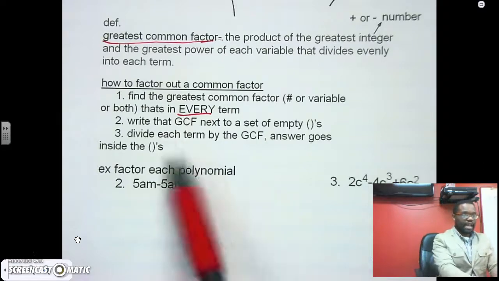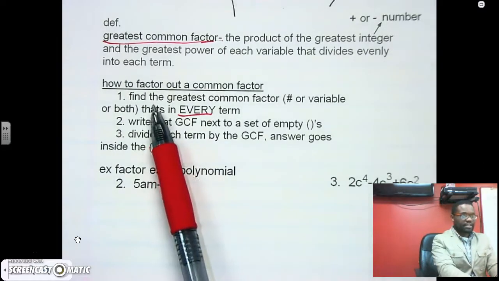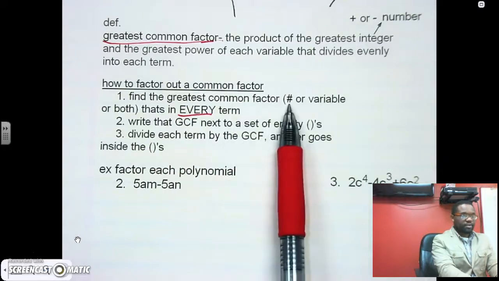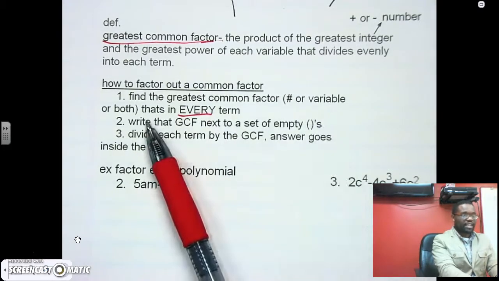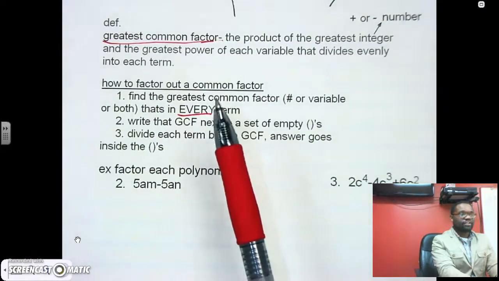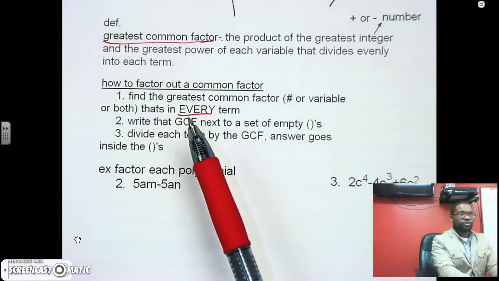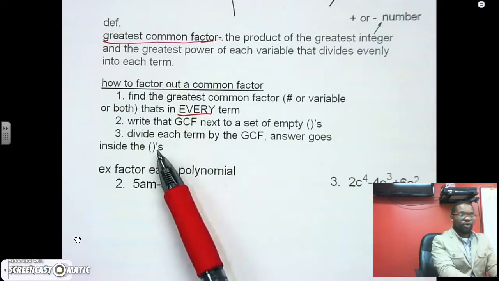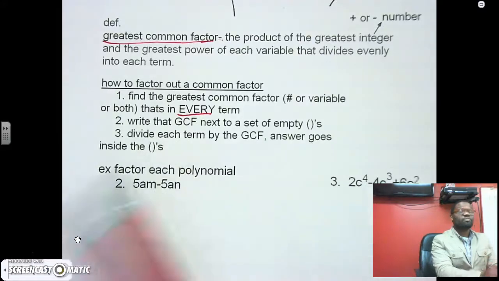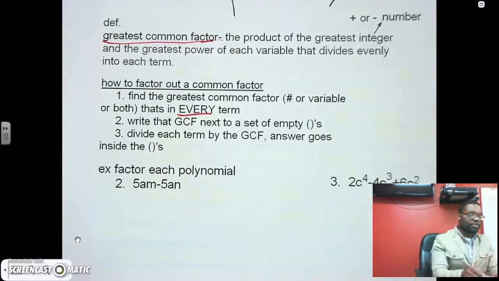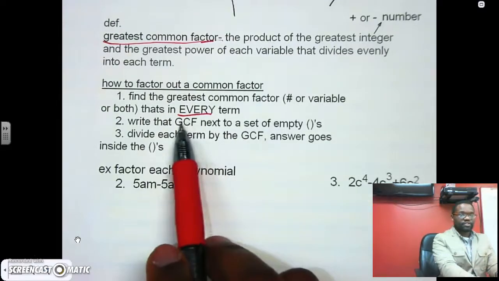Here's the steps. How to factor. Find the greatest common factor, the number or variable or both that's in every term. So don't think that the greatest common factor is always going to be a number or a variable or both of them. It could be either or. It can be a number, it could be a variable, or it can be a combination of both. Now this stands for greatest common factor.